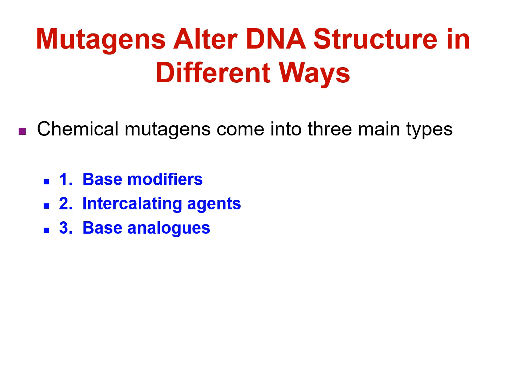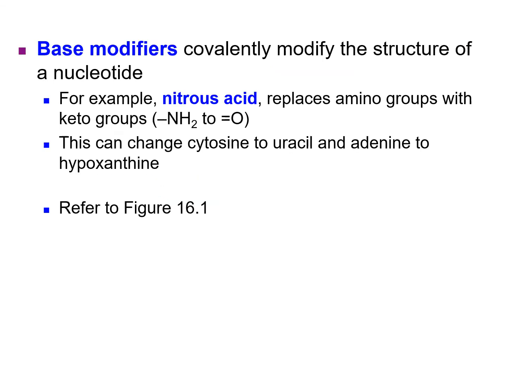Chemical mutagens come in three main types, based on how they alter the DNA structure. Either they are base modifiers, intercalating agents, or base analogs. Base modifiers covalently modify the structure of a nucleotide. For example, nitrous acid will replace amino groups with keto groups. So this can change a cytosine to uracil and adenine to hypoxanthine.